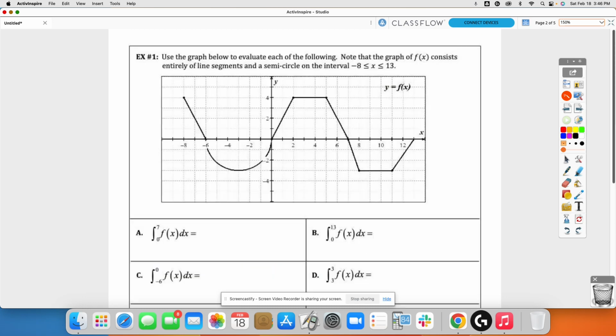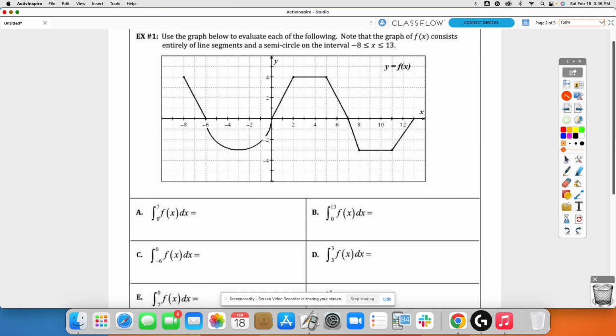Okay, let's review. In example 1, we are given the graph of f of x, which consists of these line segments and the semicircle, and the interval is from -8 to 13. We want to find the integral from 0 to 7 of f of x dx. So this is nothing but finding the area from 0 to 7, this area right here.